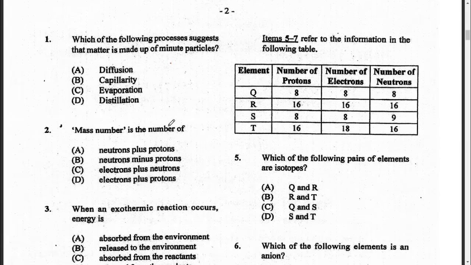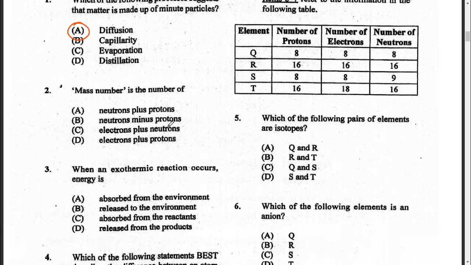Question 1. Which of the following processes suggests that matter is made up of minute particles? Is it A, diffusion, B, capillarity, C, evaporation, or D, distillation? The answer is A, diffusion. Question 2. Mass number is the number of neutrons plus protons.